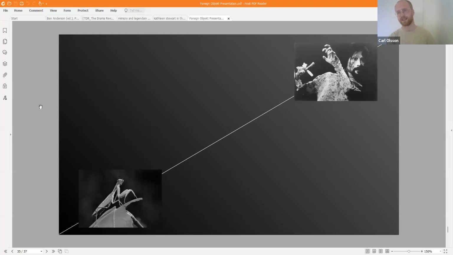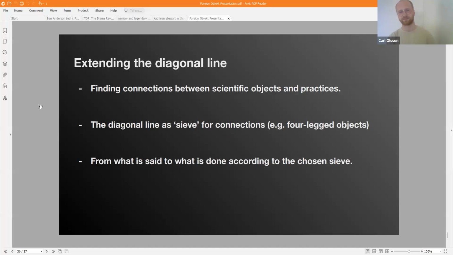This would be the other side if there is not a literal kind of disappearance into space. In any case, yeah, so basically what I've demonstrated through this, or tried to demonstrate, is finding connections between scientific objects and practices.